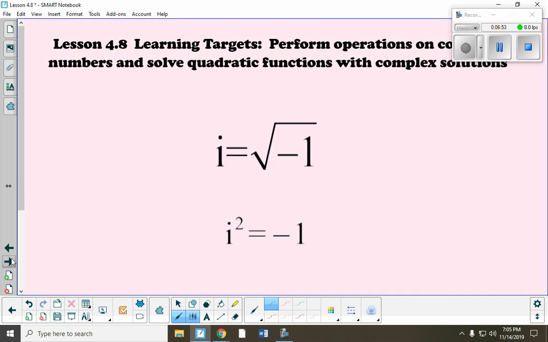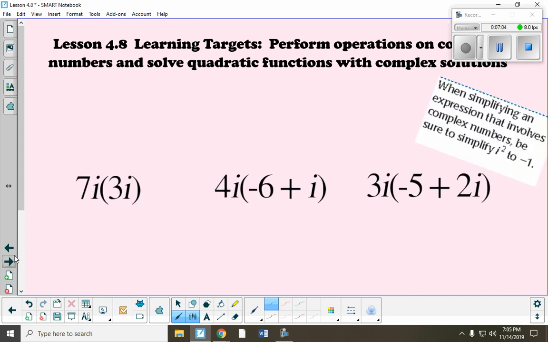So keep in mind, i is equal to the square root of negative 1. Whenever we see the square root of negative 1, we can put an i in. And i squared equals negative 1. So whenever we see i squared, we substitute in negative 1. And we're definitely going to use this when we start multiplying complex numbers. So here we have 7i times 3i. So multiply the real times the real, which would be 21. And i times i is i squared. But remember, we said i squared equals negative 1. So it would be 21 times a negative 1, which is negative 21.